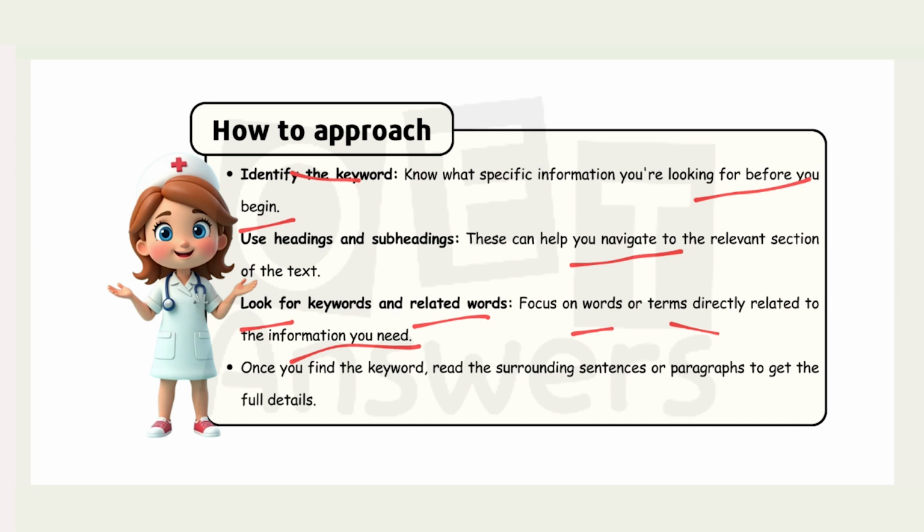Okay, once you have confirmed this is the right location and I can see all the keywords occurring in this area, you have to read the exact sentence, where it started and where it ended. Read the exact sentence, and to get a better idea, read the surrounding sentences and paragraphs to get the full details. As I told you, all the information they have clearly given here.